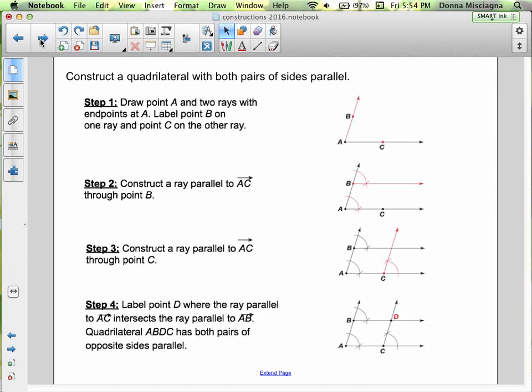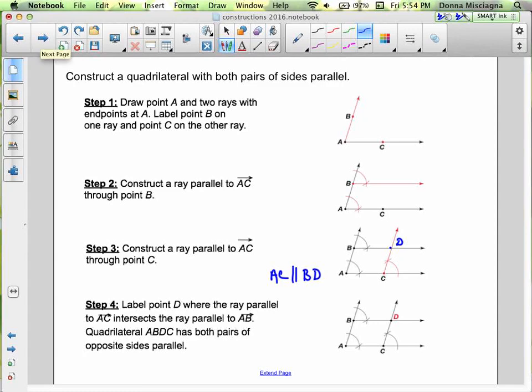And we copied that same angle over at point C. So we copied the angle again. And then we have the D up here. So the first time we copied the angle, we made AC, we constructed it, so AC would be parallel to BD. And the second time we copied the angle, now AB is parallel to CD. And so now if we copy the angle twice, in two different spots like this, we end up with a parallelogram.